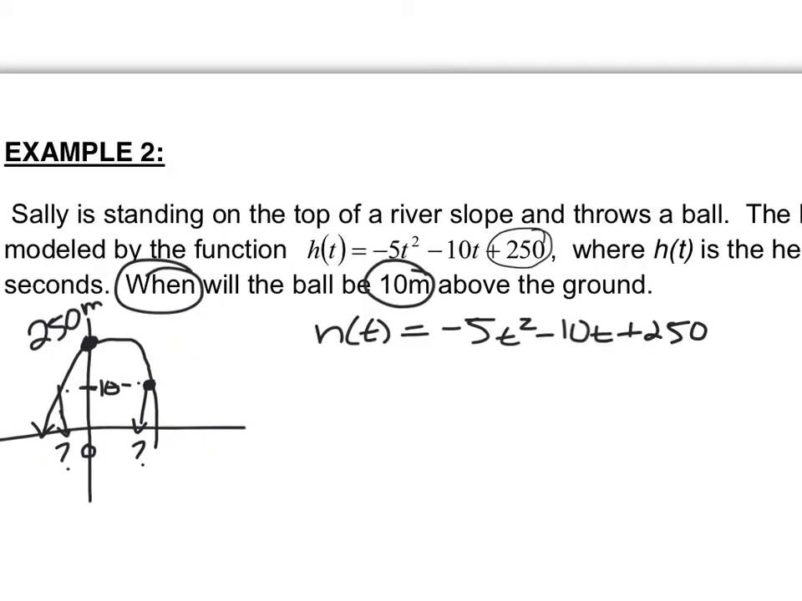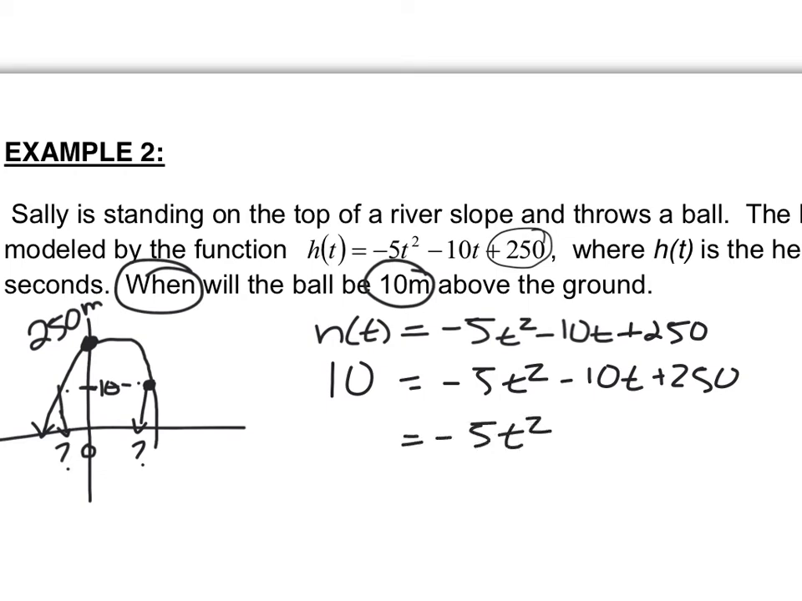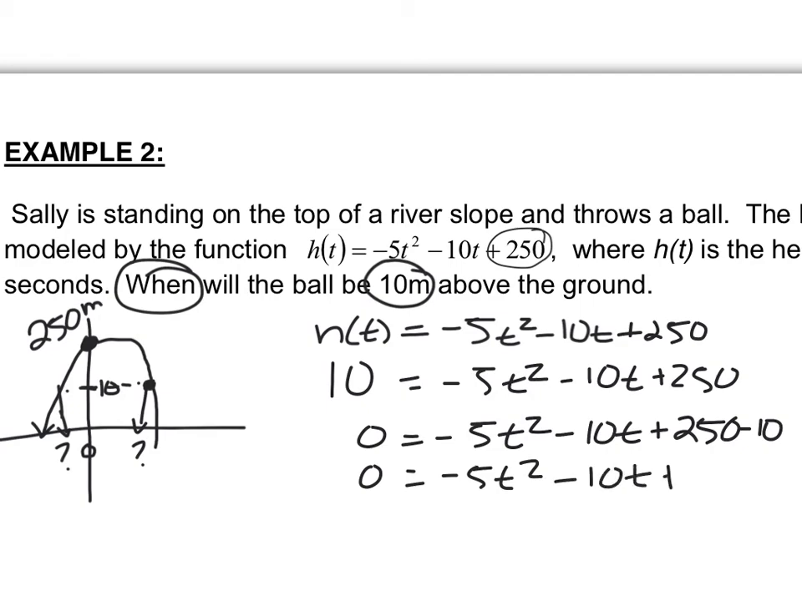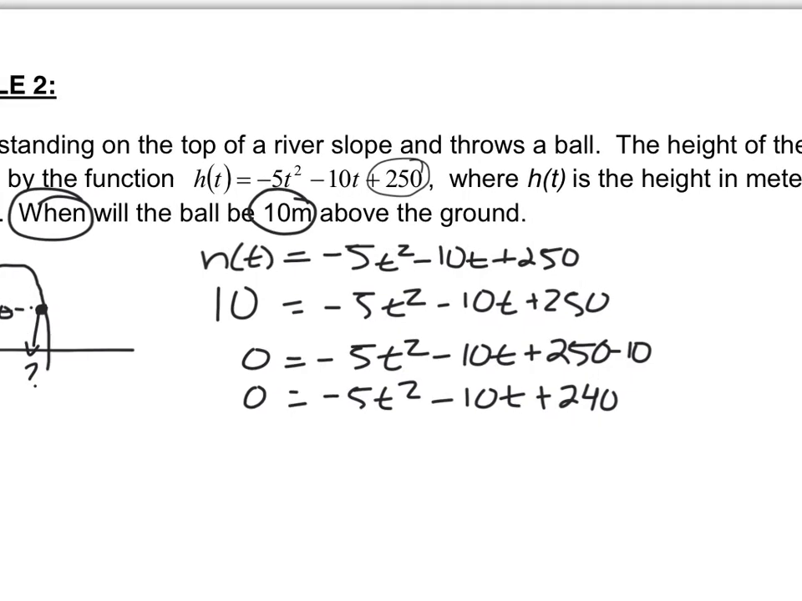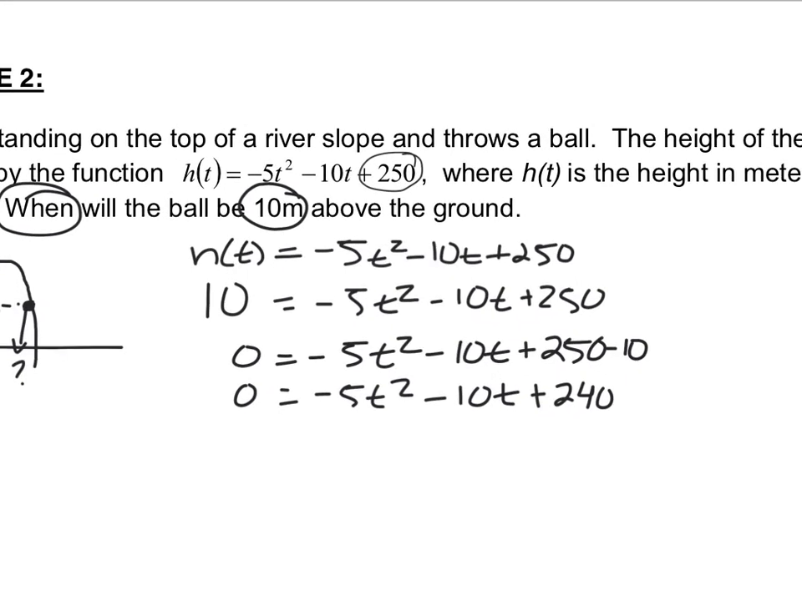So this equation that's given to me, I'm going to replace the height with 10. But then I can't have that 10 on the other side of the equal sign, so I'll bring it over to set it equal to 0. When I take that positive 10 and bring it over, it'll become negative 10. So now at the end, I've got positive 240. And now I'll begin my factoring. I've got negative 5t squared minus 10t plus 240. I can clearly take out a negative 5 from this equation, which is the greatest common factor.